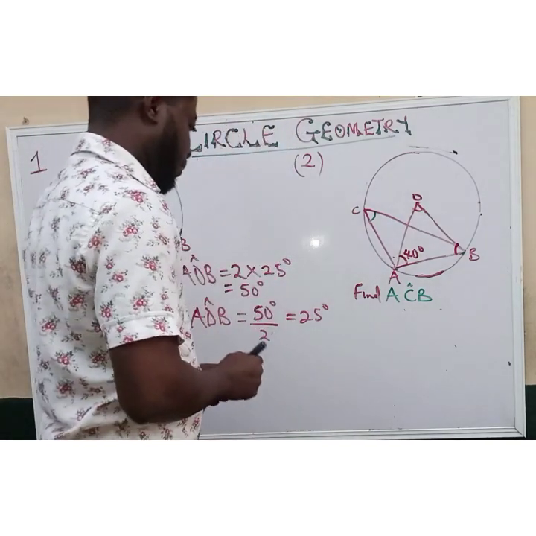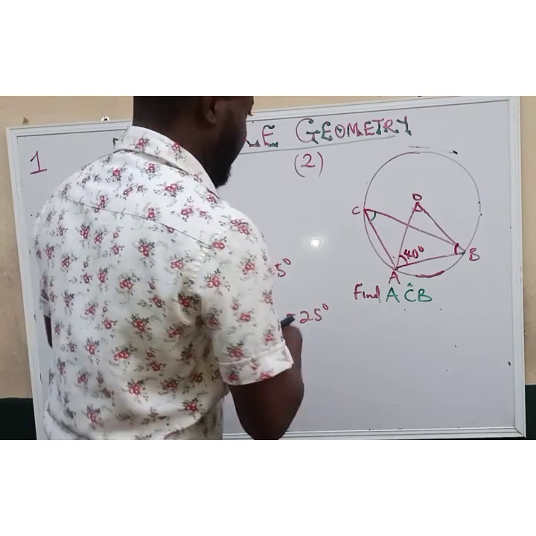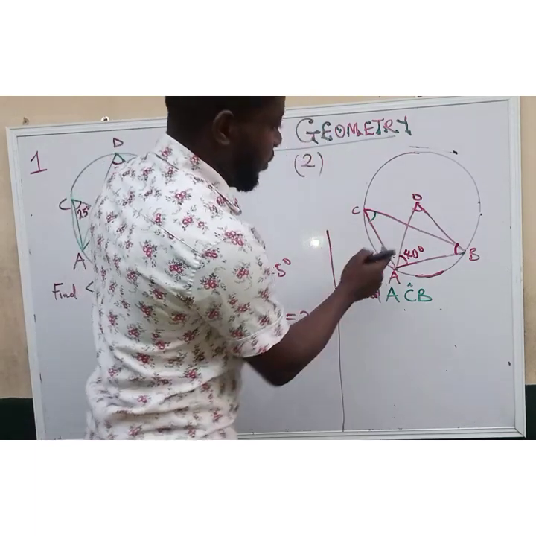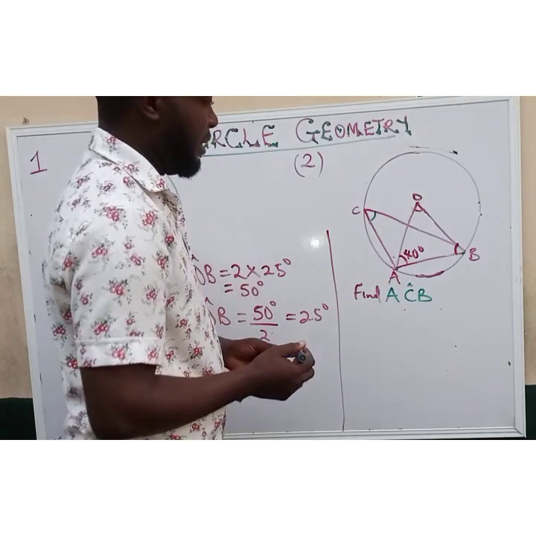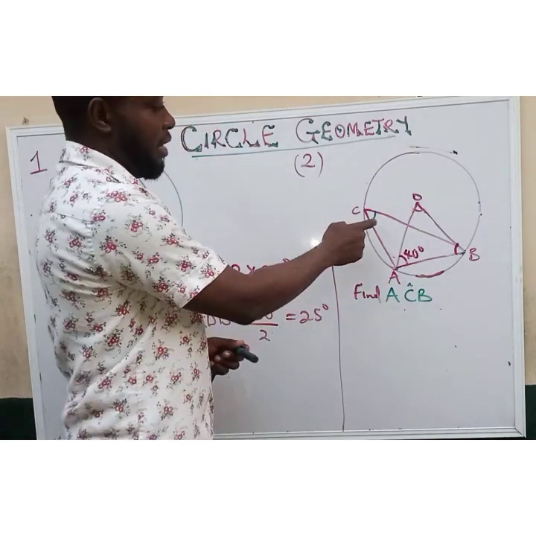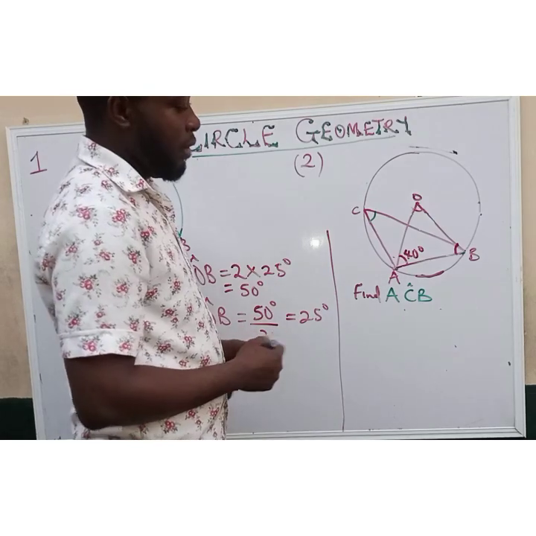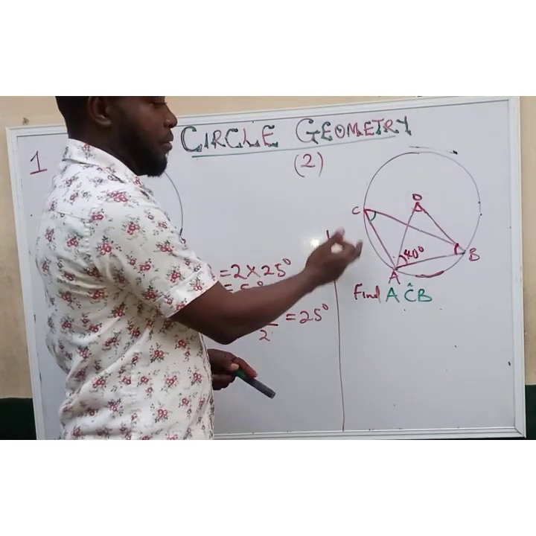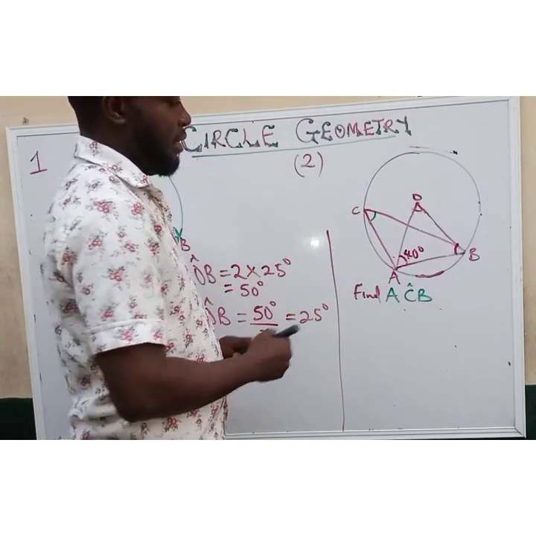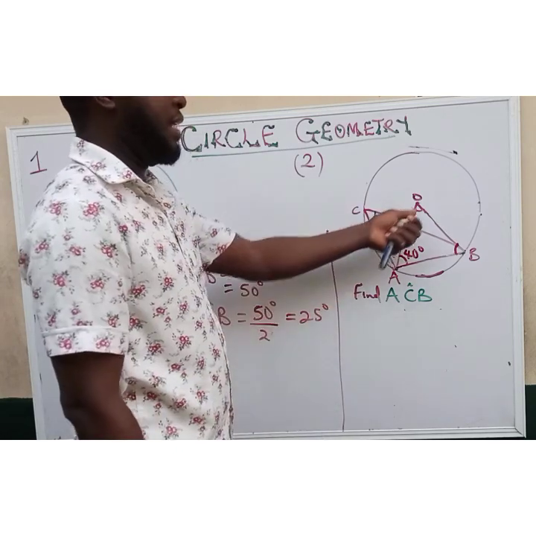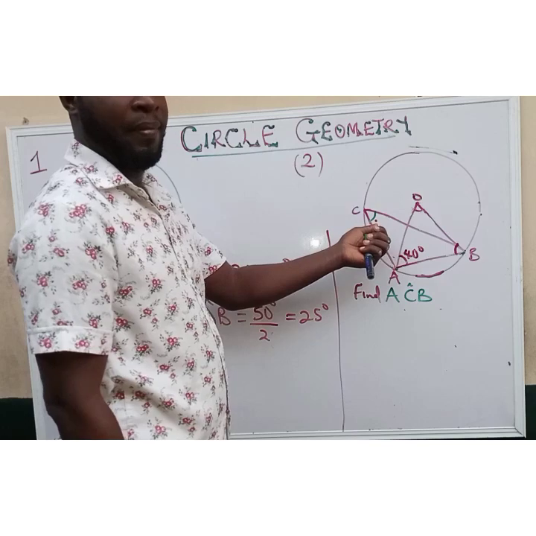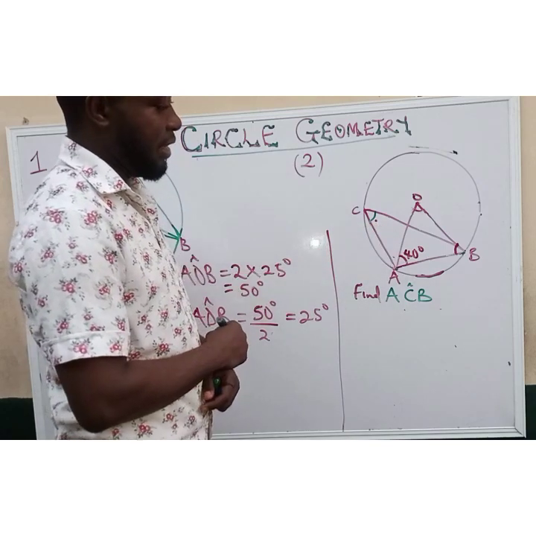Number 2, here we are asked to find angle ACB. So let's identify that. So this is angle ACB. Angle ACB is the angle on the circumference. So in that case, definitely we need angle at the center in order to get this. So how do we get the angle at the center?